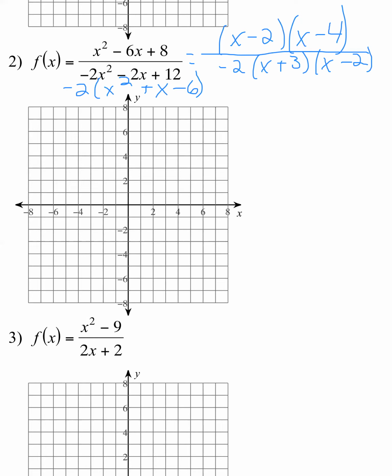Now I'm ready to talk about domain. That's going to be all reals except, in this case, negative 3 and positive 2, because those are the two things that make my denominator turn into 0. Then we're going to see if anything cancels out. I do have something that cancels this time, the x minus 2's. Those cancel, so that means I'm going to have a hole at x equals 2.